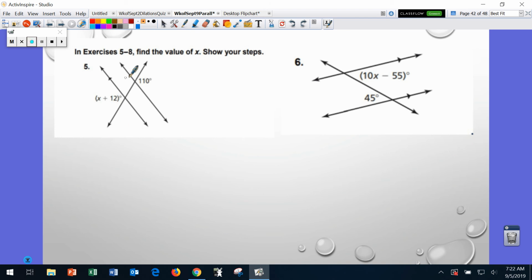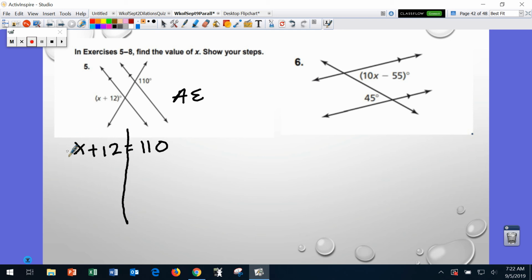So here are my parallel lines, and this is my transversal. Well, if we look, this angle is on the outside of the parallel lines, and this angle is also on the outside of the parallel lines, and they're on opposite sides of the transversal. Then these are called alternate exterior angles. And guess what? They equal each other. So now we're going to use the rule that we know for solving equations.